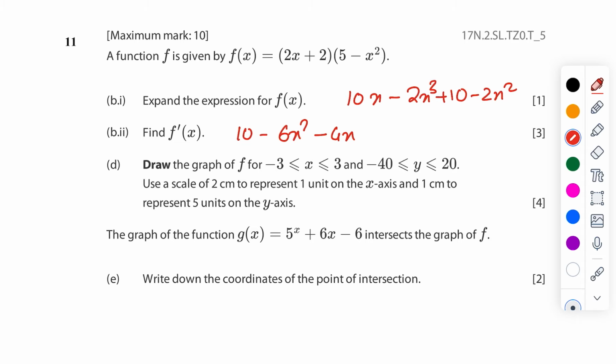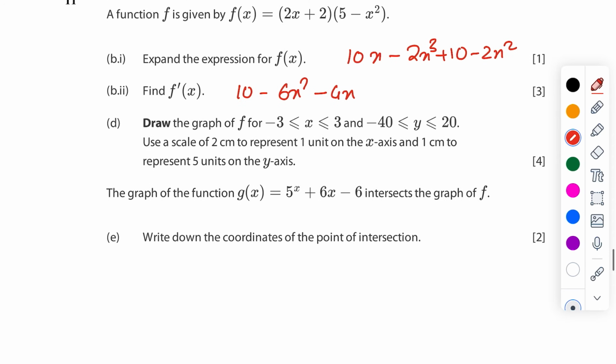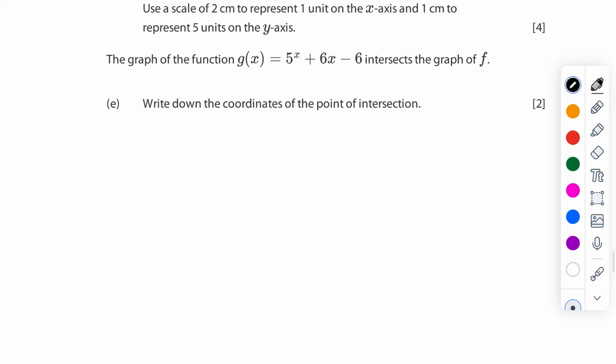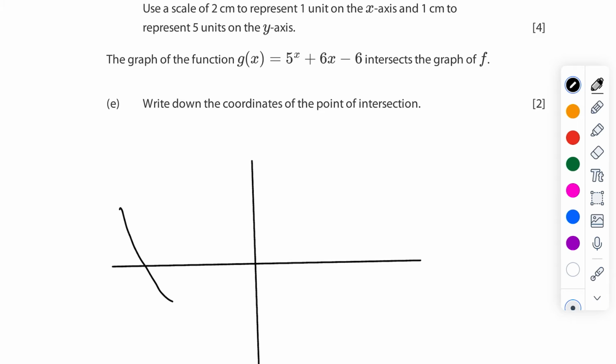Draw the graph for f of x. It's a paper 2 question, so you can use a graphing calculator to draw the graph. So it should be somewhere over here like this. This is -3, -1, 10, and somewhere between 2 and 3.